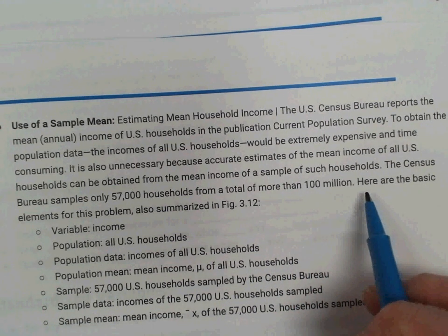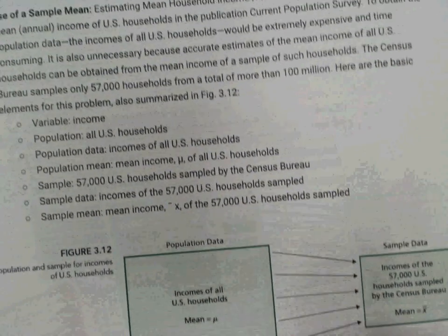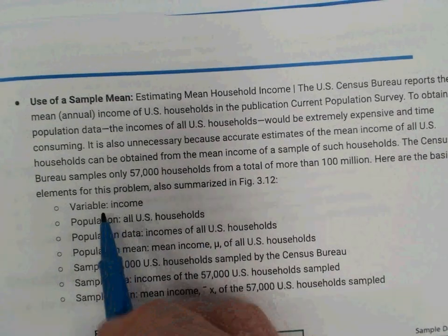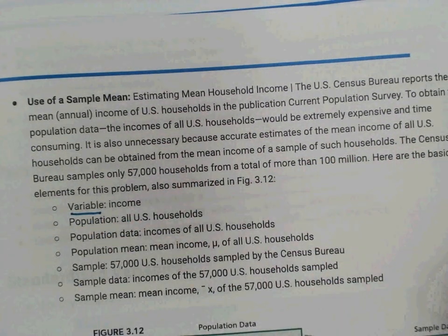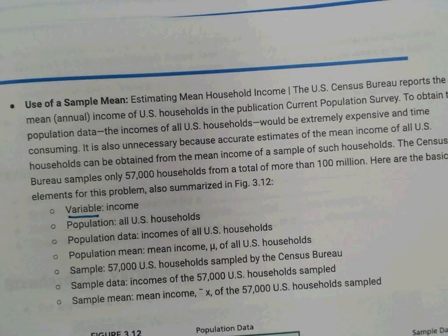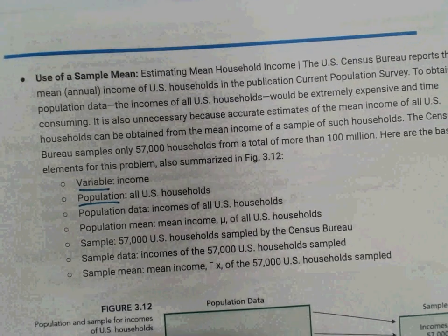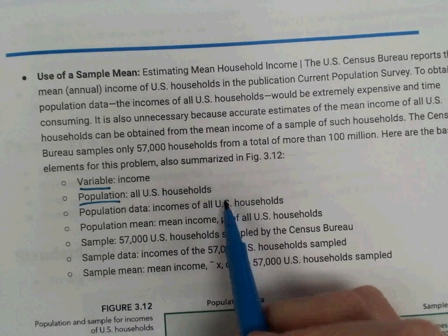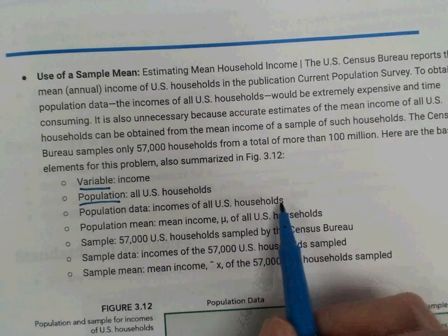Here are the basic elements of this problem, and then they're also summarized in the picture. The variable, so going back to that term variable, is income, right? The observations are all going to be incomes. The population, again, a review of that term, is all the U.S. households. The population data is the income of all U.S. households.